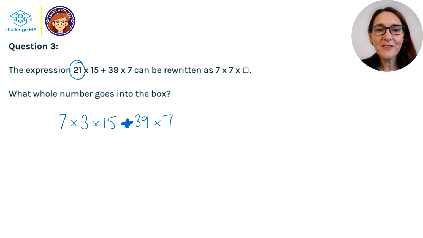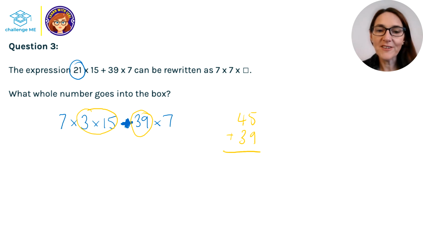What's really helpful to notice is that the 21 is 7 times 3. So that's where we're going to get another 7 from. And so I've rewritten this as 7 times 3 times 15 plus the 39 times the 7. So then we've got lots of 7s. So we've actually got 3 times 15, 45 lots of 7s in the first part of the expression and 39 lots of 7s in the second expression. So altogether we've got 45 plus 39 lots of 7s.